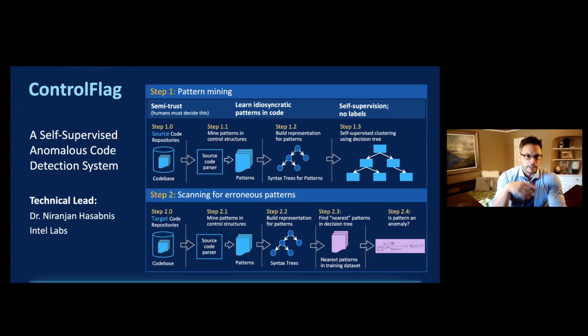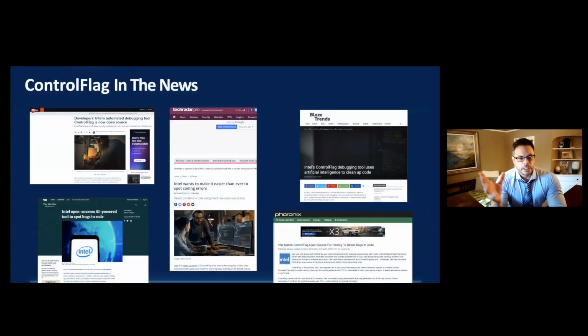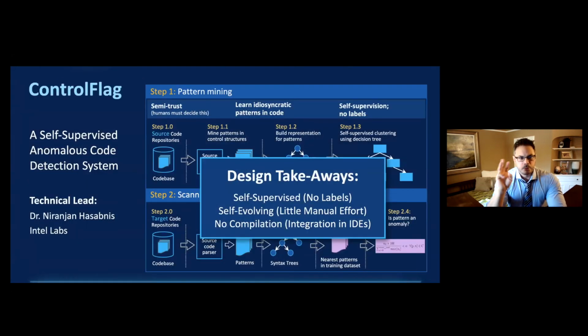I have a slide at the end to take a look at that. And ControlFlag, as we've seen, has been all over the news. Why is that? My belief is that it's because it can do three things. It's self-supervised, so it doesn't require any labels. It's self-evolving, so it doesn't require a full retraining of these systems, like some of the bigger systems that I won't necessarily name by name. And lastly, it doesn't require compilation.